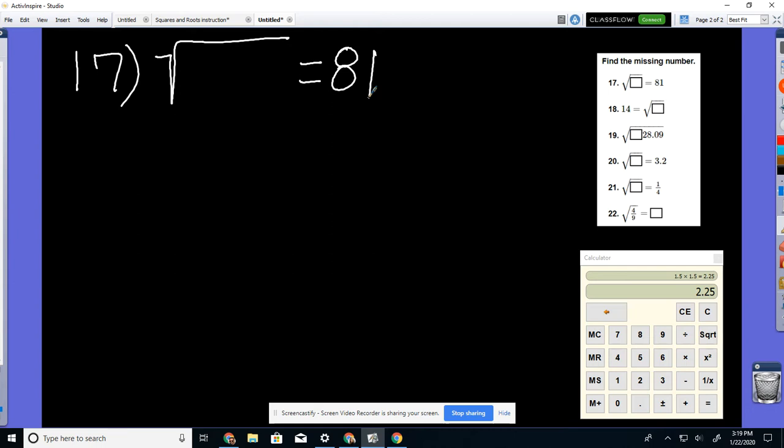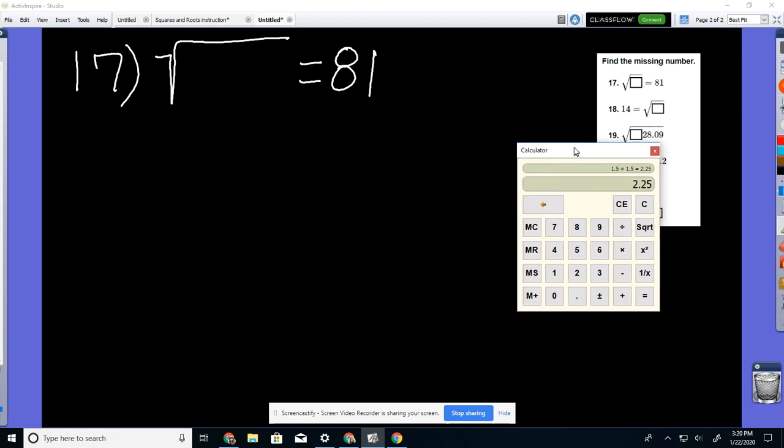Now, they did this on purpose. You might look at 81 and say, hey, wait a minute, the square root of 81 is 9. I know it's 9. And you want to put a 9 here. But that's not what it's asking you. It's asking you the square root of some number is 81. It's not asking you for the square root of 81. So here, we're going to have to figure out what goes here by taking 81 and squaring it.